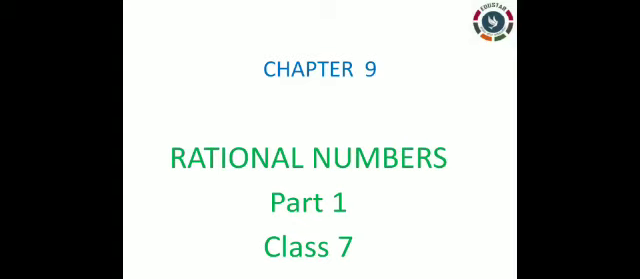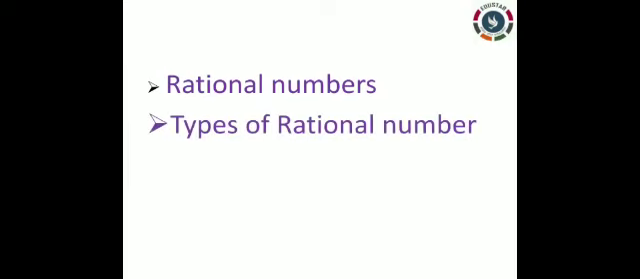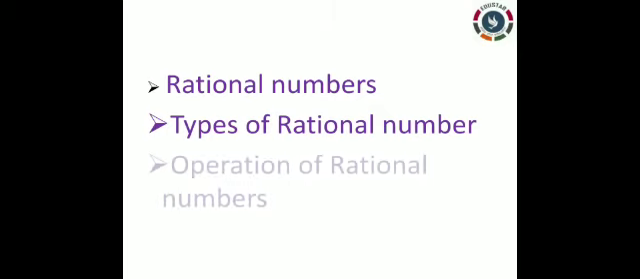We have completed three chapters. Chapter 1 Integers, Chapter 2 Fractions and Decimals, Chapter 3 Data Handling. Today we are going to start a new chapter, and the chapter name is Rational Numbers Part 1. In this chapter, we are going to learn topics like what are rational numbers, types of rational numbers, and operations on rational numbers.